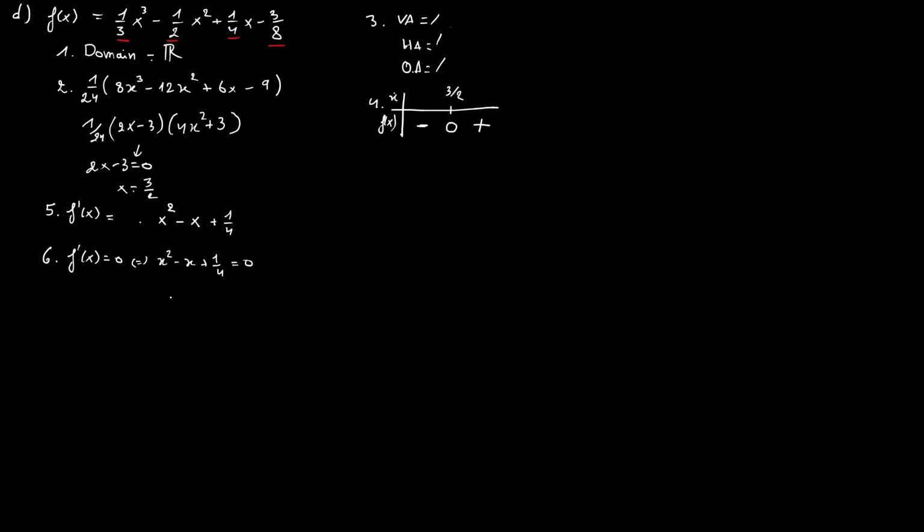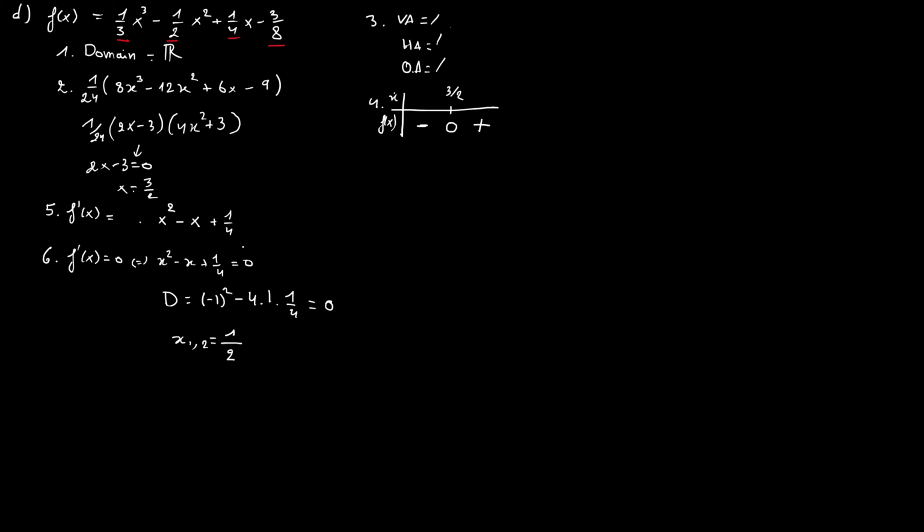Let's calculate the discriminant of it. The discriminant is minus 1 squared, so just 1, minus 4 times a, which is 1, times c, which is 1/4. In other words, this is equal to 0. So that means that we have a double root at 1/2, by just filling in the formula we have been doing the entire year.